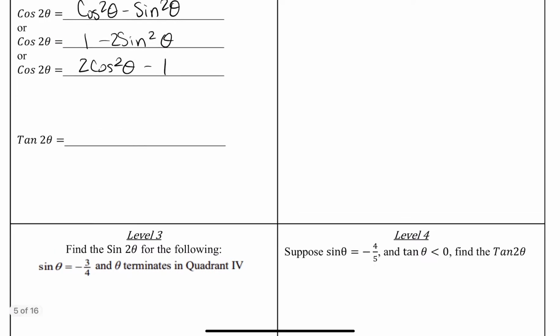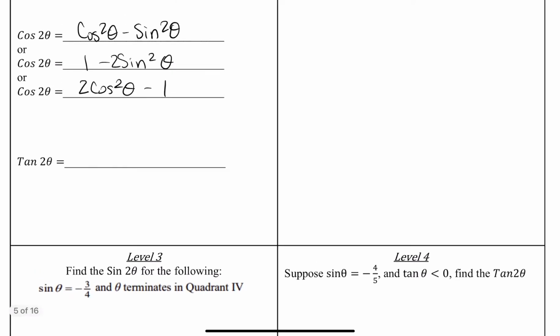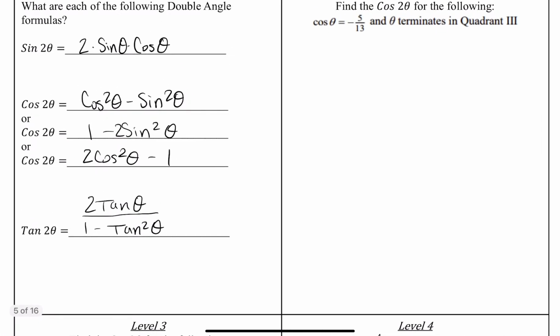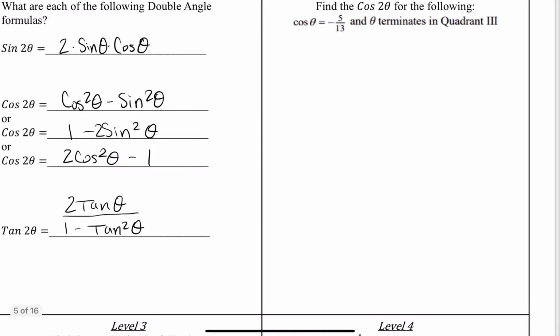And the last one is the tangent 2 theta. That one's a little bit longer, but it's going to come out to the fraction of 2 tangent theta on top over 1 minus tangent squared theta on the bottom of that fraction. So having the 5 of those is definitely going to help you and make sure that you are confident in doing successfully on this test.